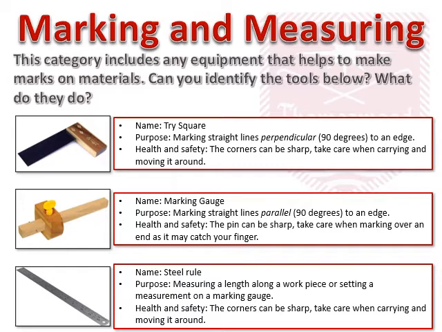So marking and measuring. This is anything that helps mark out measurements, lines, things we're going to cut, things we're going to drill, stuff like that. So first one up is the try-square, and it is used to make 90-degree lines to an edge. Health and safety, corners can be sharp. Obviously, you don't want to be throwing it around or being silly with it.